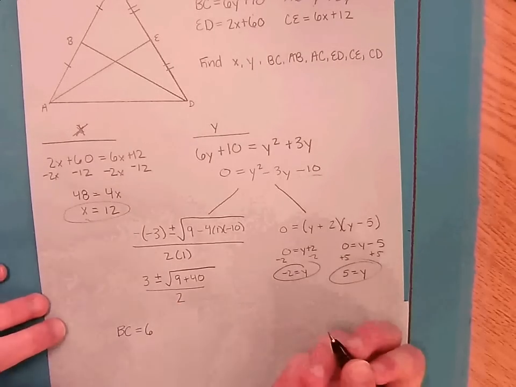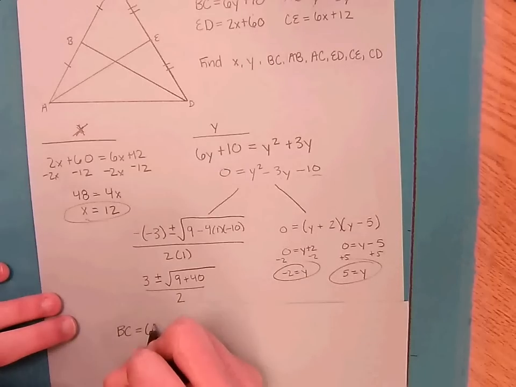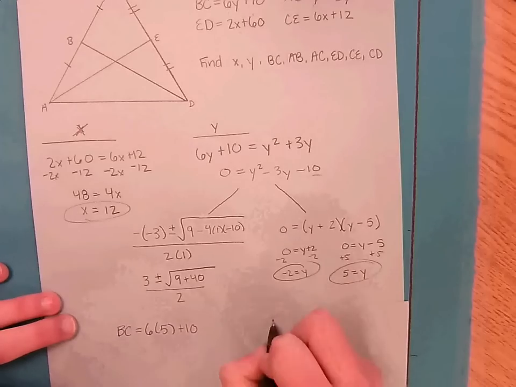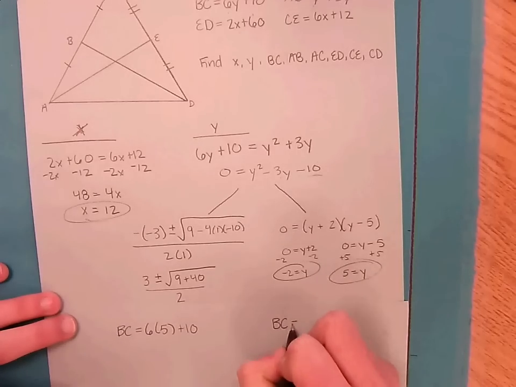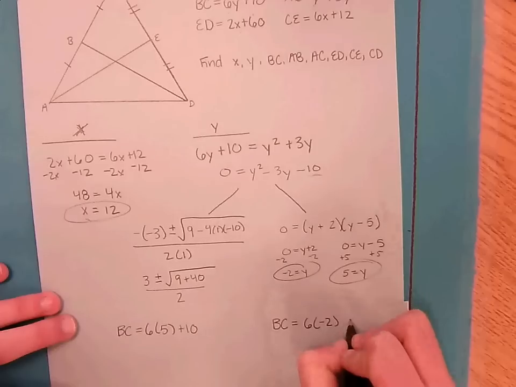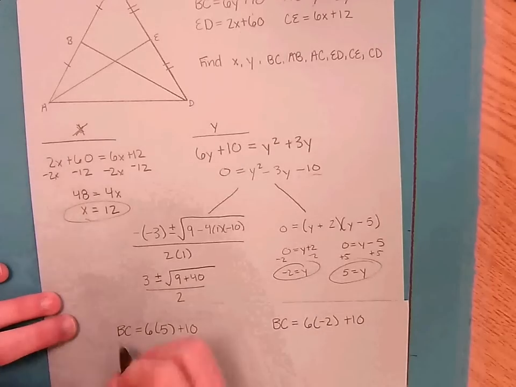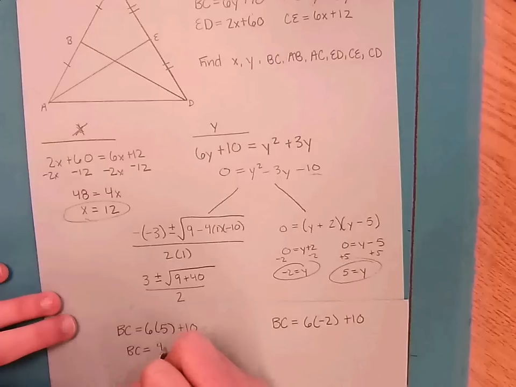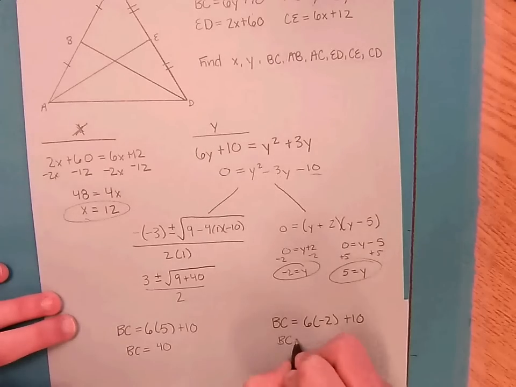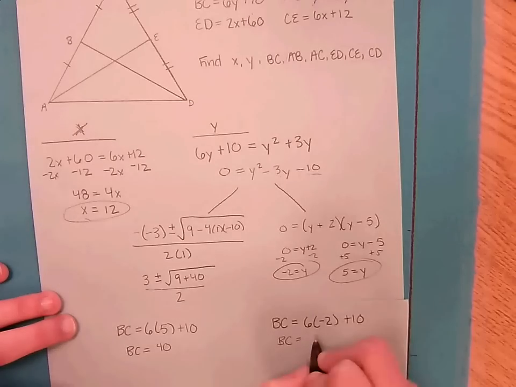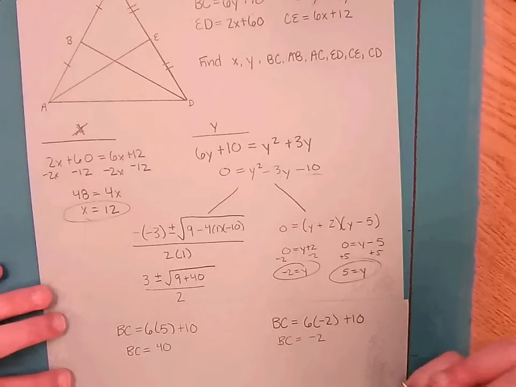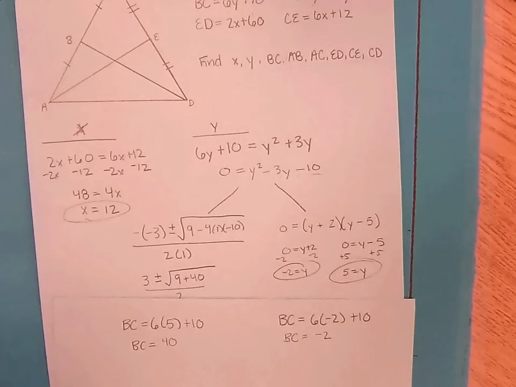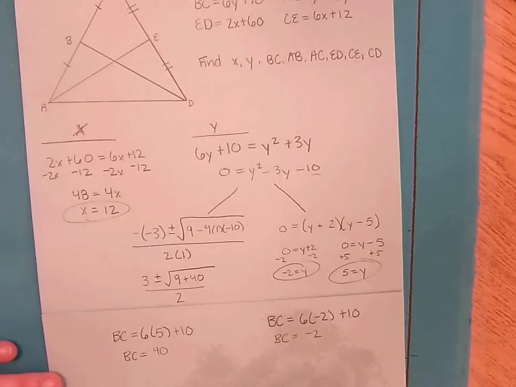So, let's see, BC equals 6, and we'll do two different ones. Let's start out with the 5. Y, we're going to use 5 for this one, plus 10. And now for this one, BC equals 6, and the other y, negative 2, plus 10. So we're just going to go ahead and solve this out. So this will give me a 30, plus 10, 40. This one will give me a negative 12 plus 10, which is a negative 2. Well, can lengths be negative, like the length of a side? They cannot be negative, which means that the negative 2 y value that we found doesn't work.